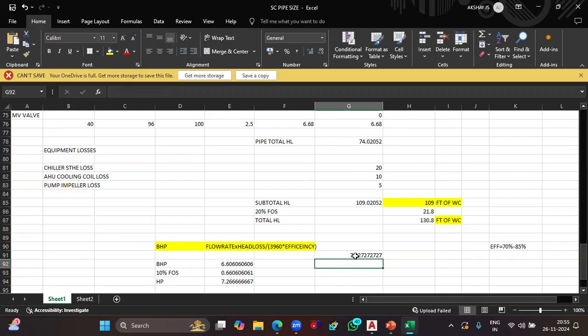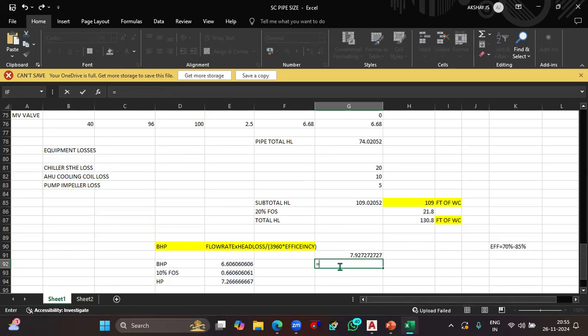Now, you need to consider the motor driving loss. You know that obviously these pumps are operated by these motors itself. So we need to consider the motor driving loss. All right, so the driving loss here I consider to be 10%. That means into 10% value.